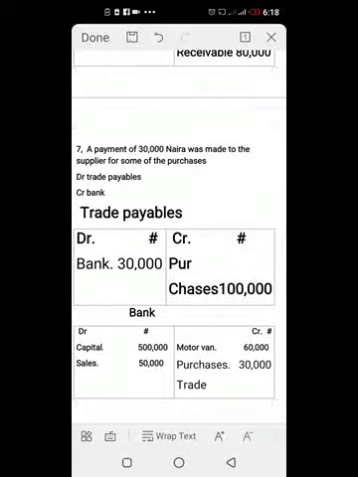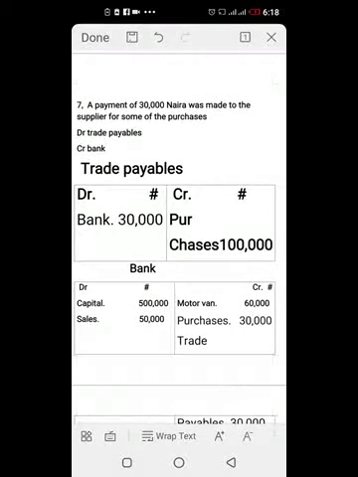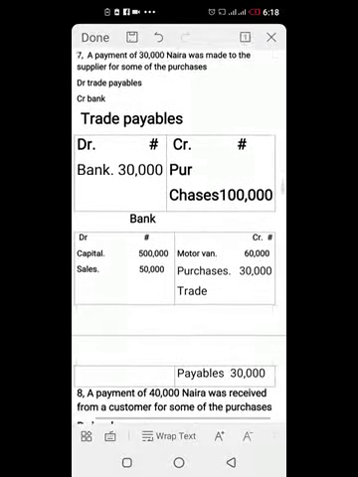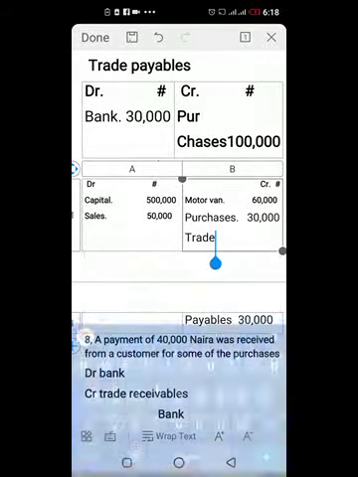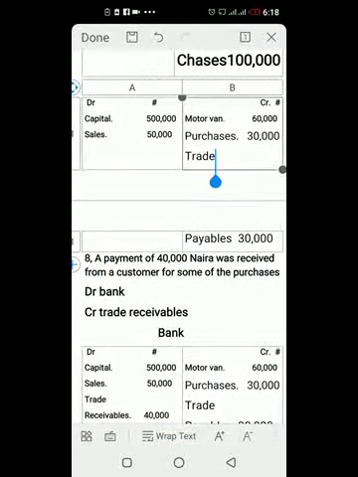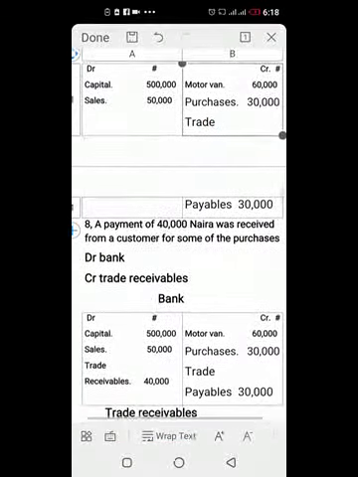Then a payment of 30,000 naira was made to the supplier for some of the purchases. You debit trade payables and then you credit bank. That is trade payables, you debit them 30,000, then you credit bank 30,000 naira. Excuse me, I have to correct that. Okay, it's right here. Credit trade payables 30,000 naira.